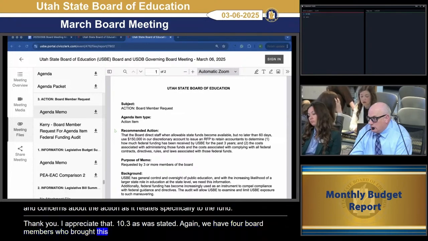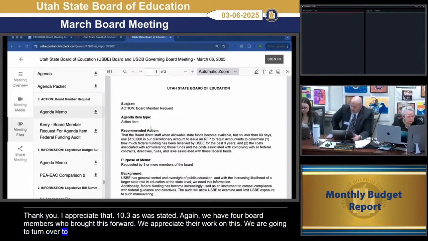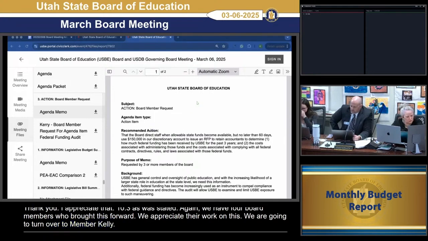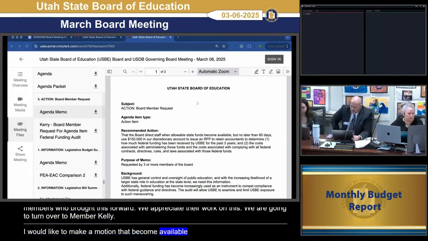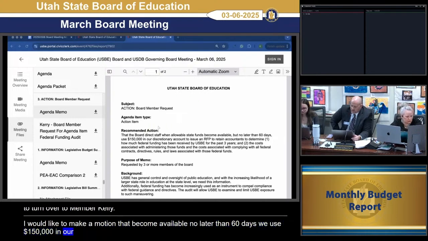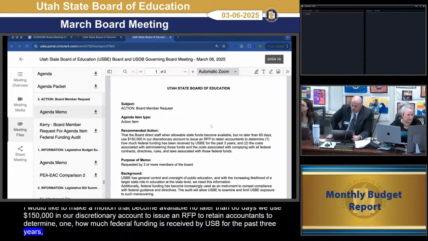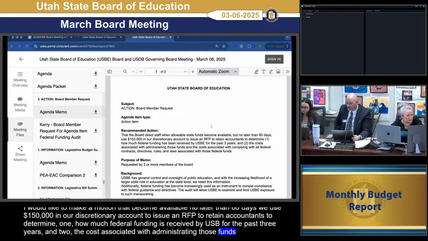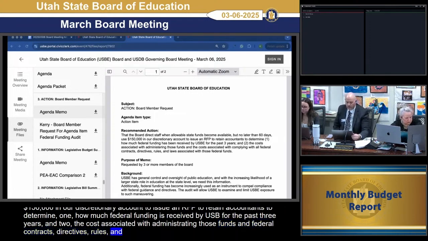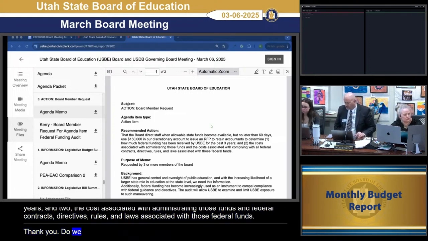Yeah, I'd like to make a motion that when allowable state funds become available, but no later than 60 days, we use $150,000 in our discretionary account to issue an RFP to retain accountants to determine, 1, how much federal funding is received by USBE for the past 3 years, and 2, the cost associated with administering those funds and the cost associated with complying with all federal contracts, directives, rules, and laws associated with those federal funds. Thank you. Do we have a second? Second from Member Brinton, and back to you, Member Kelly.